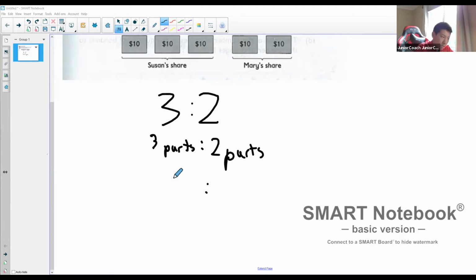So a way we can write this is by using x instead, right? One of our variables. Now, this basically means the same thing. So whenever you see 3 to 2 with this colon in the middle, it means that there is 3x on one side and 2x on the other side, or just variables in general.